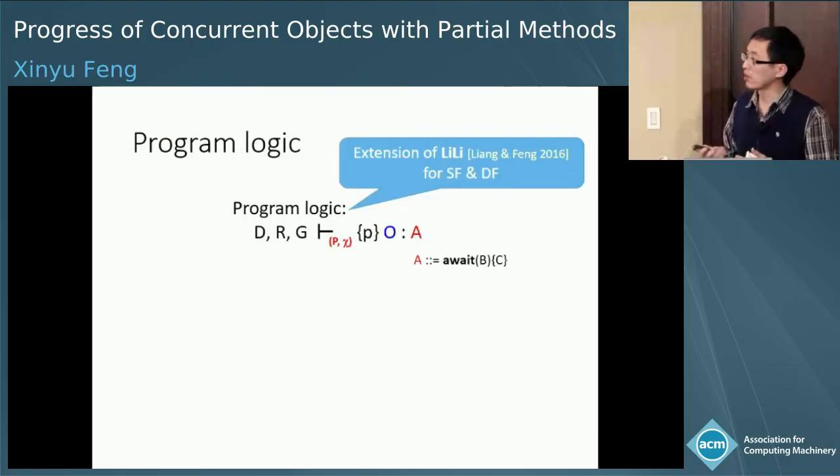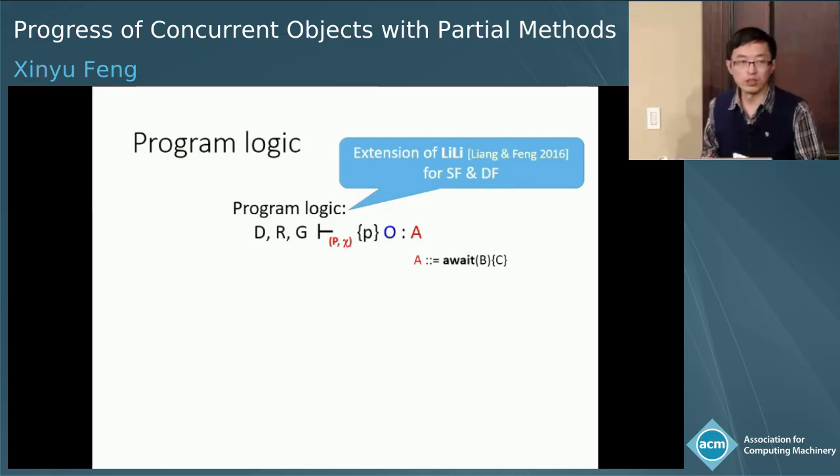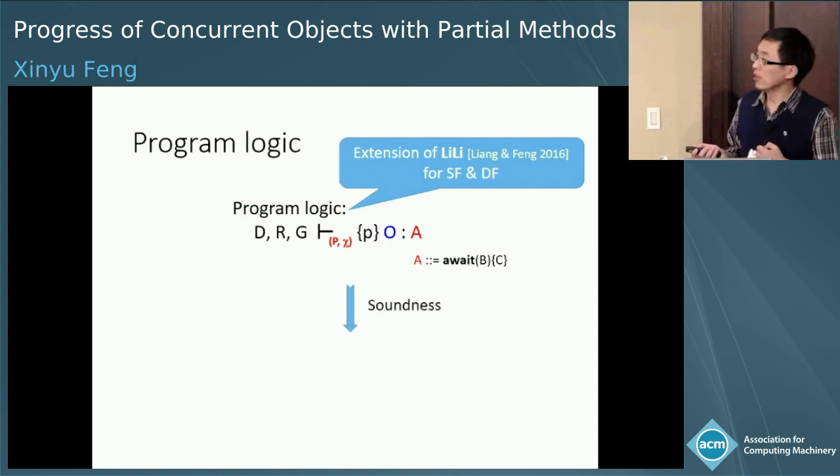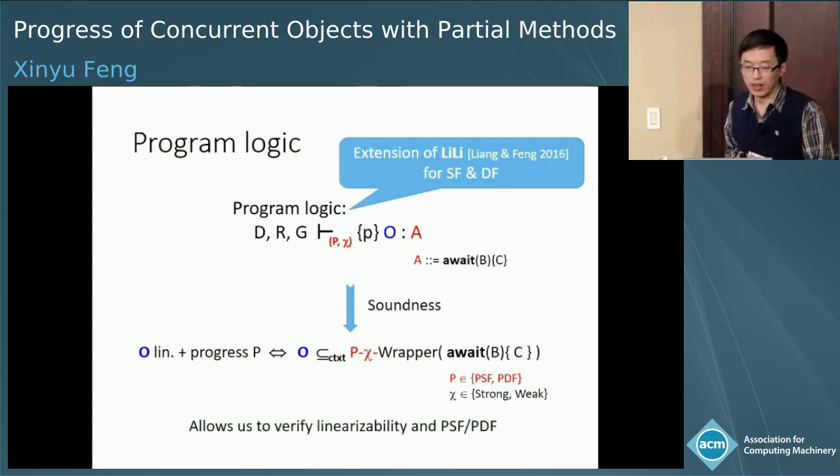So the last piece of our work is a new program logic, which allows us to verify the object implementation with respect to this await command. This is the atomic partial specification. This is just a simple extension of our previous work on LiLi, which is a logic for starvation-freedom and deadlock-freedom. And we proved that this logic guarantees this contextual refinement. And then remember, we have this theorem showing the equivalence. So this means that this program logic allows us to verify linearizability together with progress properties.